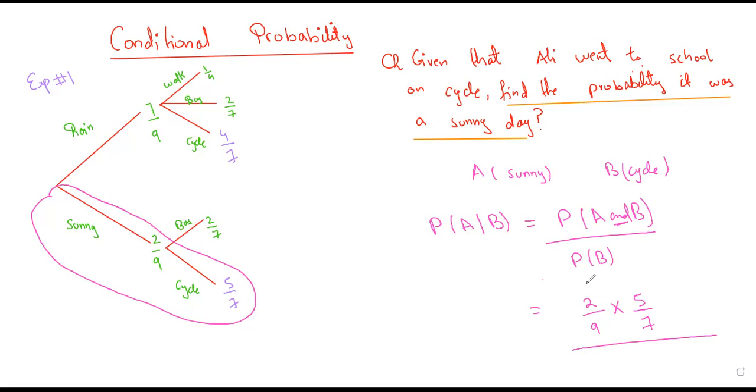I've told you earlier as well, please do not say 4 by 7 plus 5 by 7. No, it is not 4 by 7 plus 5 by 7. You need to take these into account as well. So he's either going on a rainy day, so it could be 7 by 9 multiplied by 4 by 7, plus it could be that he's going on a sunny day, so that is again 2 by 9 into 5 by 7. So you need to simplify this and tell me the answers, all of you.